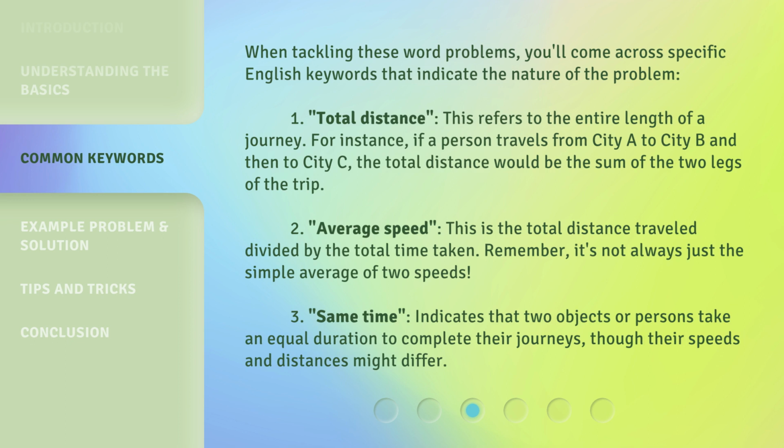2. Average speed. This is the total distance traveled divided by the total time taken. Remember, it's not always just the simple average of two speeds. 3. Same time indicates that two objects or persons take an equal duration to complete their journeys, though their speeds and distances might differ.